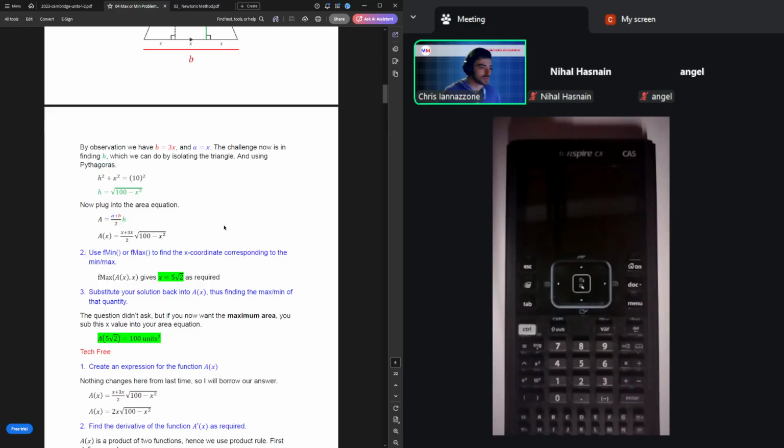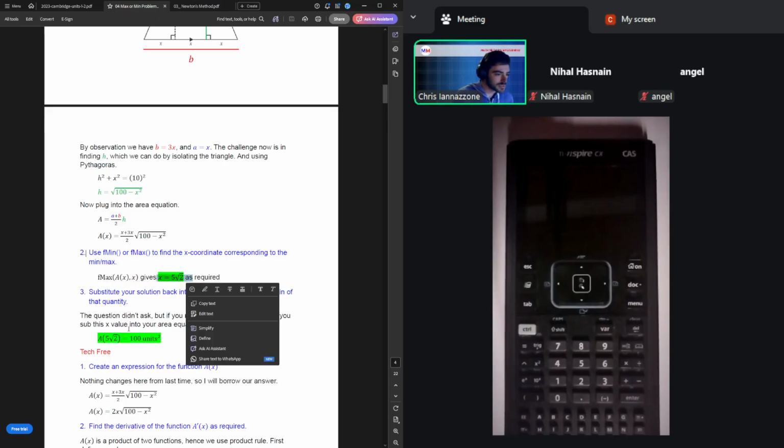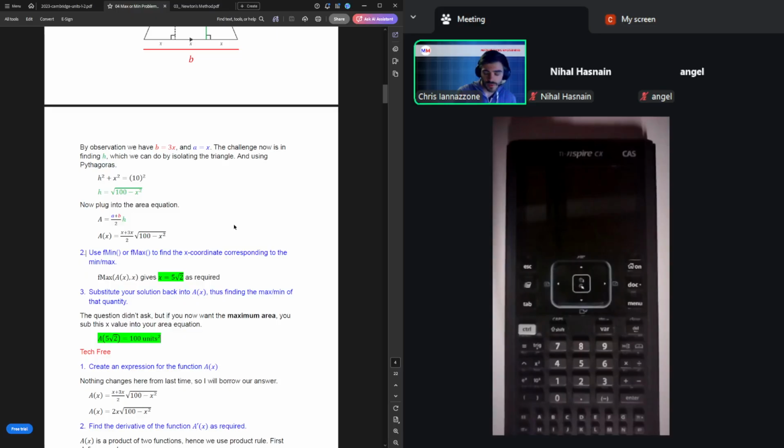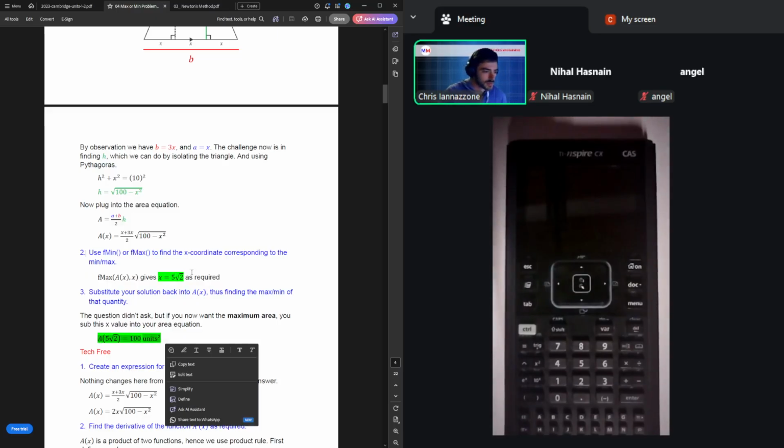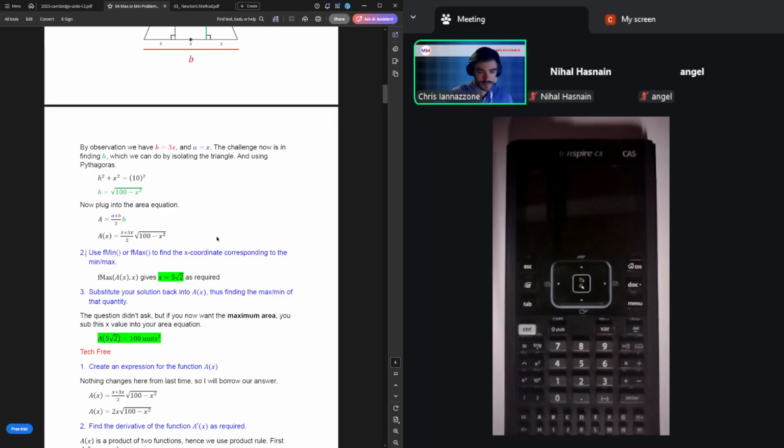Fmax gives a nice and obvious answer, and you can even double check that by substitution into your function as well. Like if I have x equals 5 root 2, yes, that's a positive number, awesome, but does that also give me a positive area? In this case, it does.